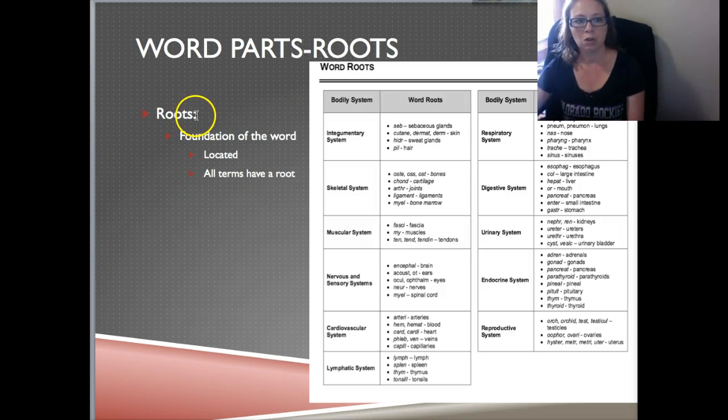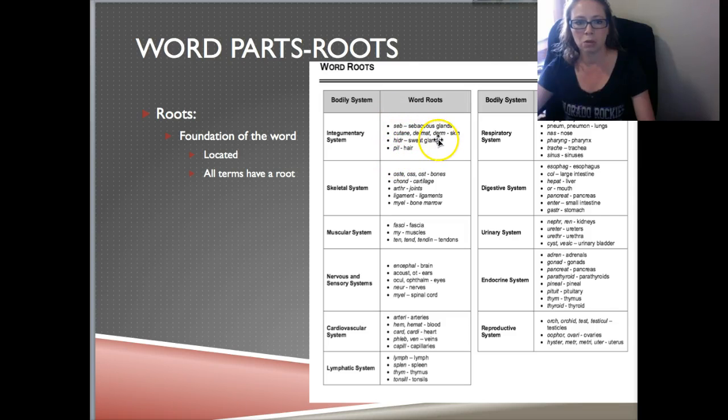Just want to break it down. Usually the roots, right here, those tell you the location of what we're talking about in the medical field. All terms do have a root. So as you look at this little form here, if we talk about skin, of course it's broken down to different systems of the skin, but that's why. So you know exactly where to go.